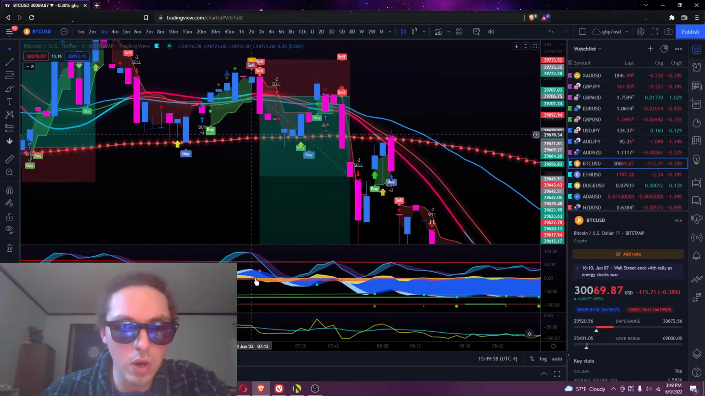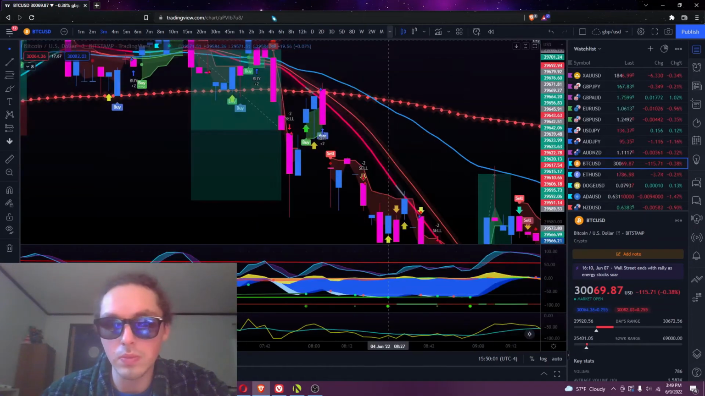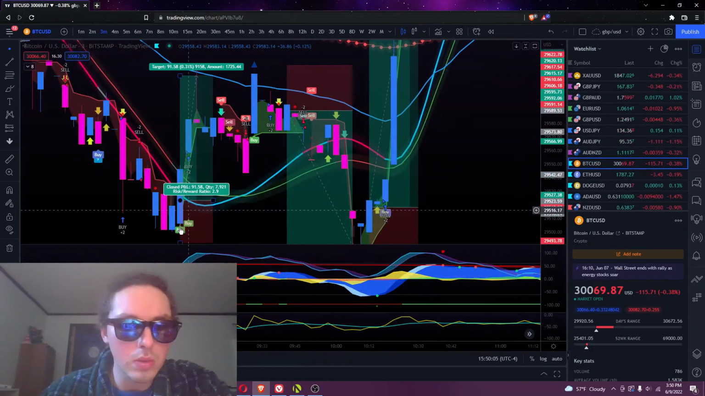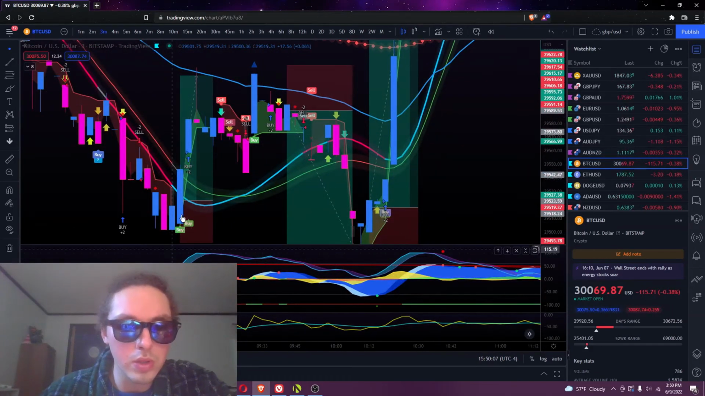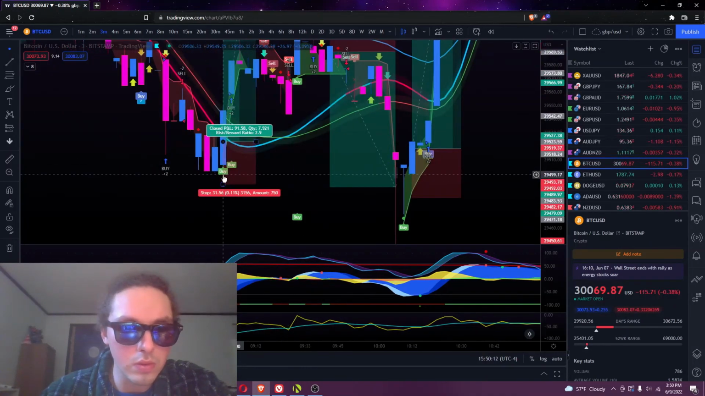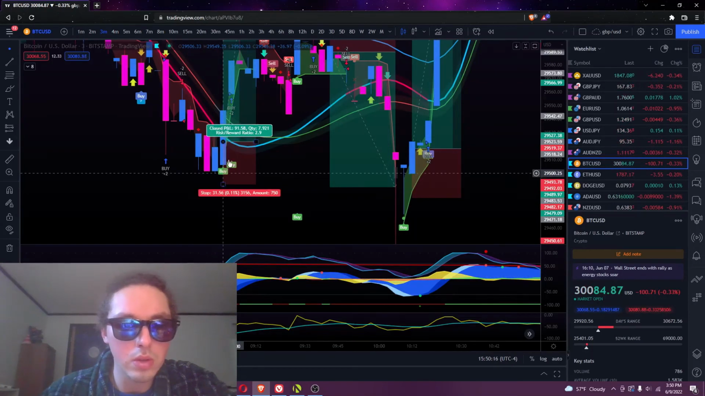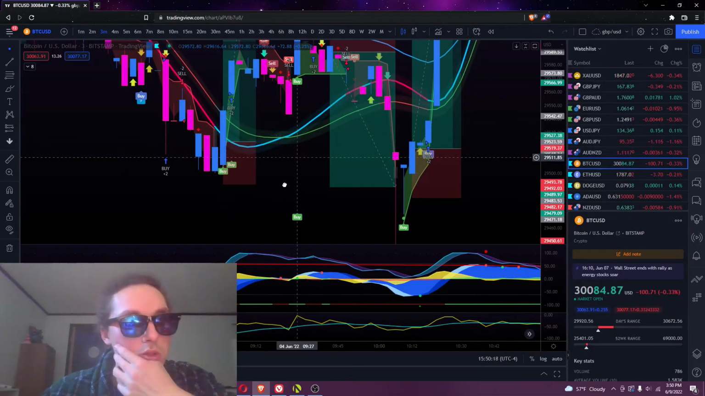There's the VWAP and the Williams going down. Could have took more. Buy, big green dot, and confirmations everywhere. Buy, VWAP crossed over, Williams is in the pluses.